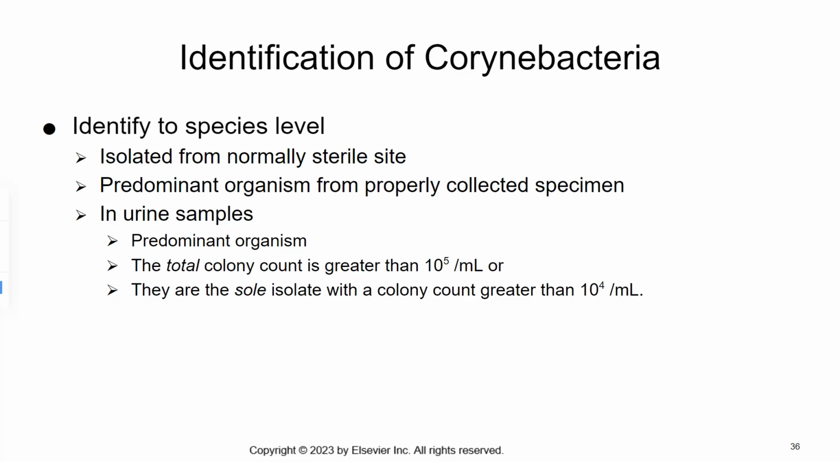Corynebacterium should be identified to the species level, especially if it's isolated from a normally sterile site, or is the predominant organism from a properly collected specimen, or if it's in urine samples and it's the predominant organism with a total colony count greater than 10 to the 5 CFUs per mL, or they are the sole isolate with a colony count greater than 10 to the 4th CFUs per mL.